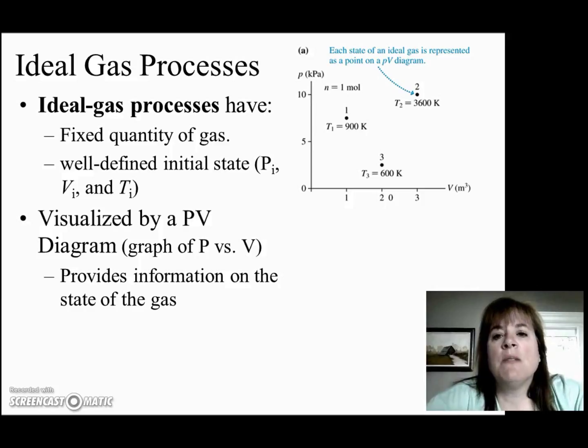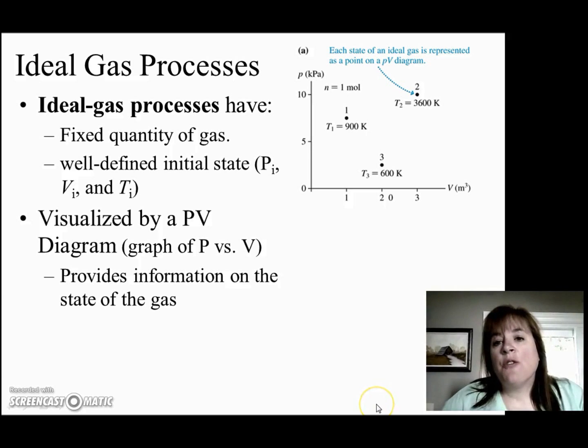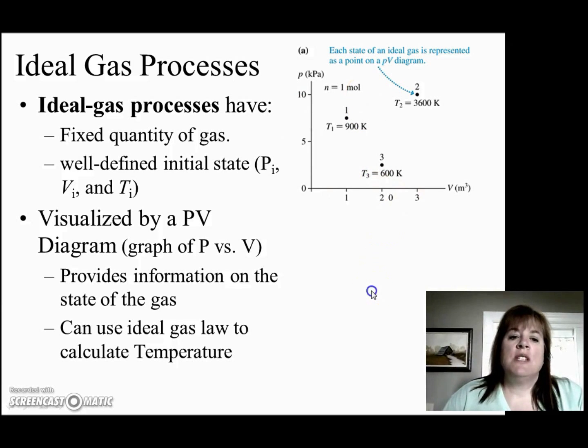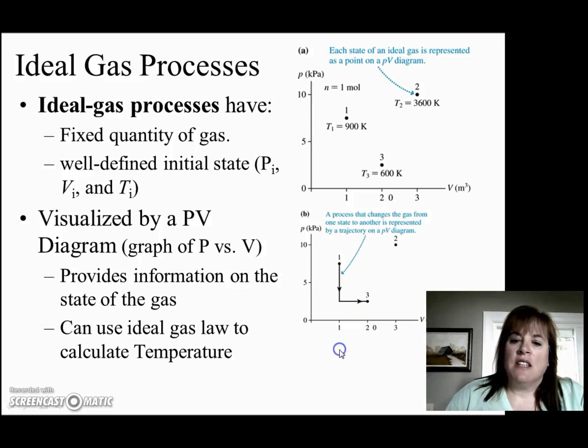What a pressure volume diagram tells us is the state of a gas at any point in time. Of course, the diagram itself doesn't have to have the temperatures labeled on it, because if we know the pressure, the volume, and the number of moles of gas that we have, we can use the ideal gas law to calculate the temperature.